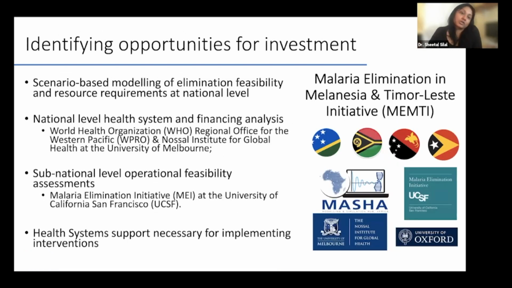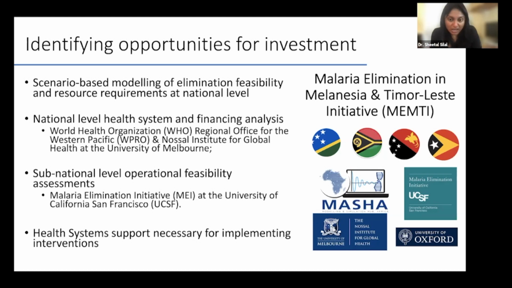Another case I'd like to talk about briefly is in Melanesia and Timor-Leste, where we performed work in collaboration with the institutes here on the side on behalf of the Global Fund. We were identifying opportunities for investment where the Global Fund had a certain pot of money that was allocated to these countries, Vanuatu, Timor-Leste, Papua New Guinea, and the Solomon Islands. And the question for the modeling team was, how do we spend this money to be the most effective?